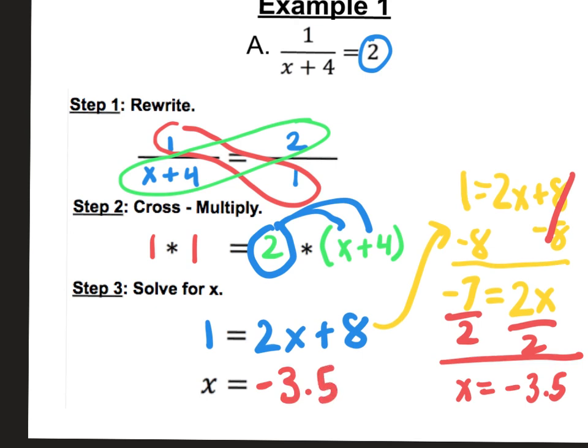Again, just turn your second thing into a fraction, cross multiply, and solve for x.